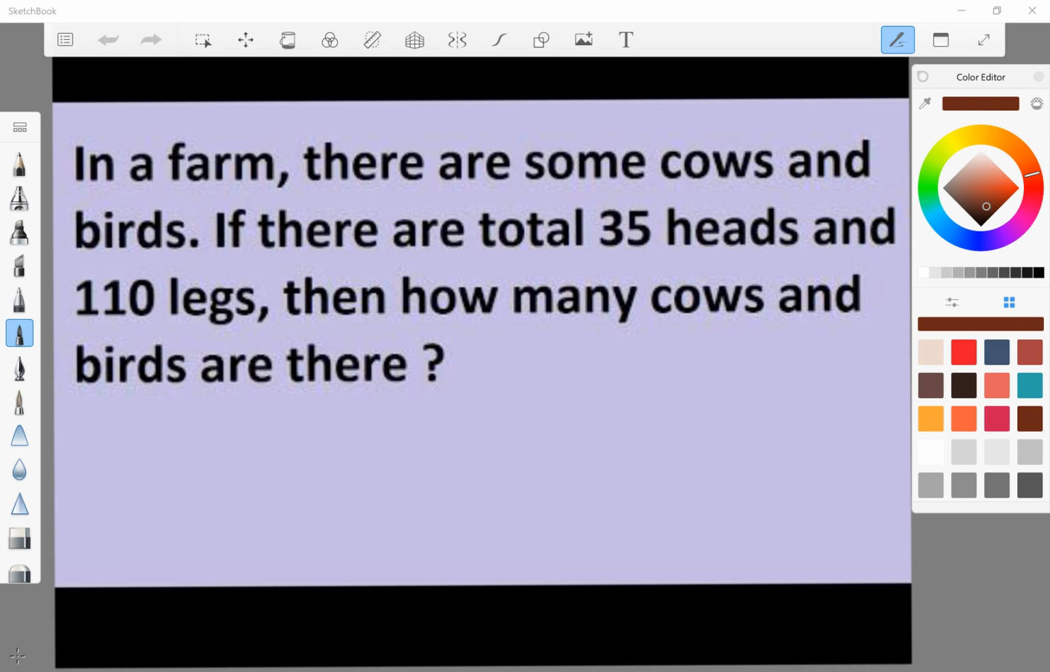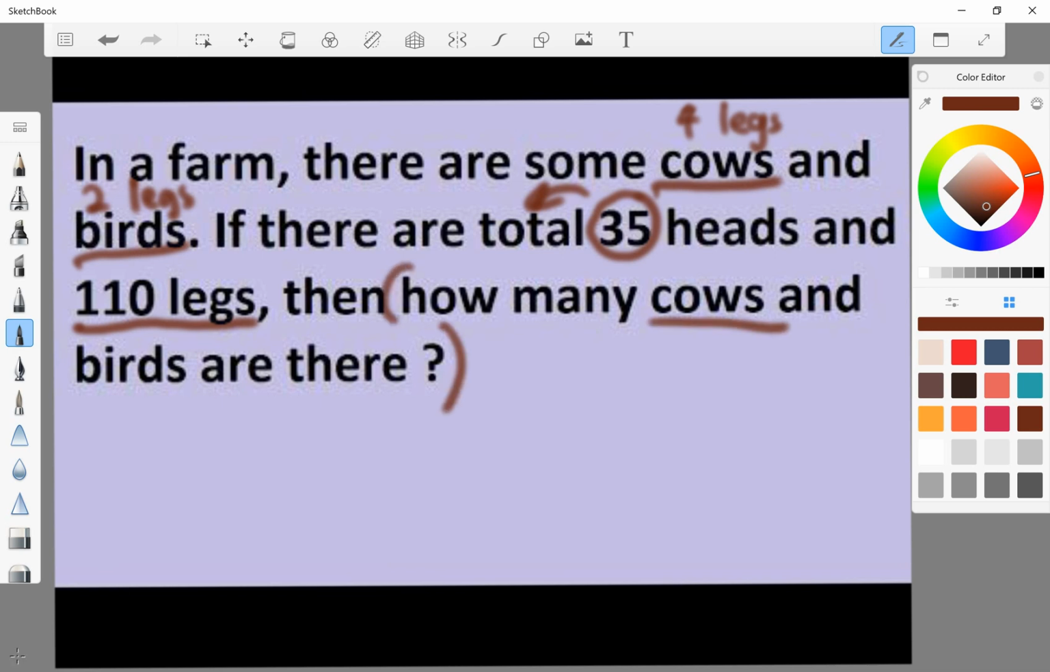Okay, so let us do our annotation. So there are some cows and birds. We know that cows have 4 legs, and we know that birds have 2 legs. Okay, and the next thing is that there are a total of 35 heads. So 35, it means that there are 35 animals, but they have 110 legs. So they are asking us for how many cows and how many birds.